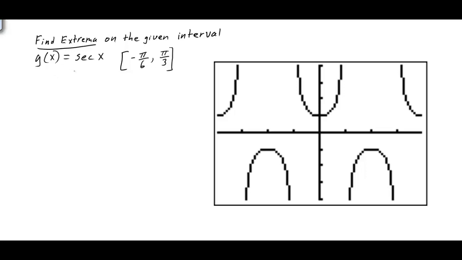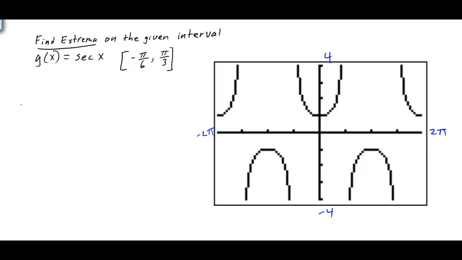All right, the next example, we still want to find the extrema on the given interval. This time we have a trig function, and I know everybody panics when we see a trig function, but we're going to do exactly the same thing. This time we're looking on the interval from negative pi over 6 to pi over 3, and if we look at the graph over here, it is going from negative 2 pi to a positive 2 pi on the x, and our y-axis I have going from negative 4 to a positive 4.